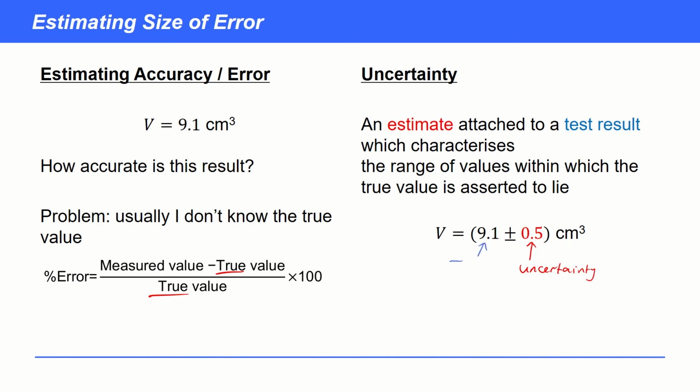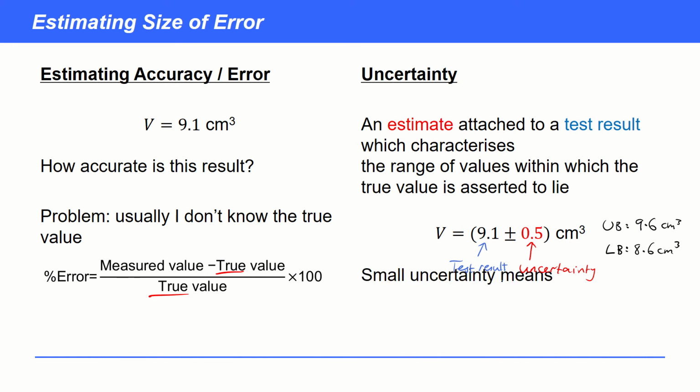9.1 was my test result. That's what I calculated the titer to be. But actually I'm saying now I don't know that it was exactly 9.1. It's a little bit fuzzy. And so the uncertainty characterizes the range of values. So we're basically saying here that the lower bound of my titer could be 8.6 centimeters cubed, and the upper bound could be 9.6 centimeters cubed. I'm not that sure anymore. I'm saying that somehow my titer could lie between 8.6 and 9.6 centimeters cubed. And I assert that the true value, which I don't know, is somewhere in that range now.